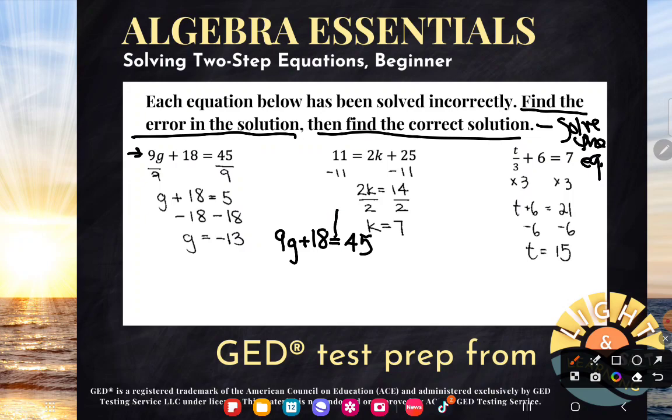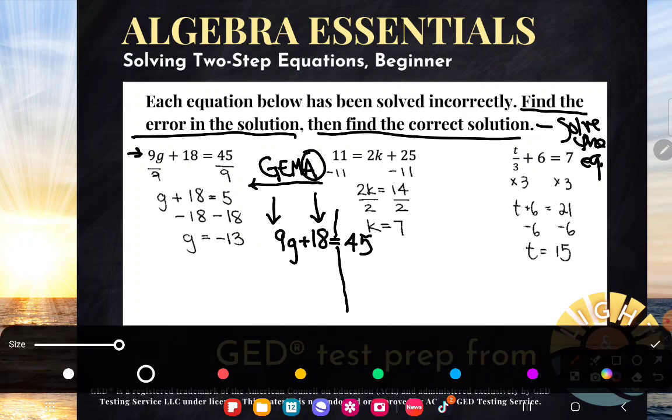You can see here that g is not alone right now. I have a 9 and I have an 18 hanging out, okay? And we said whenever we have more than one number to get rid of when we're solving, we are going to use the order of operations, but since we're solving, we're doing the opposite. We're getting rid of things. Even the order of operations moves backwards. Okay, so we should get rid of anything adding or subtracting first. So my first step, if I were going to solve this, would be to subtract 18.